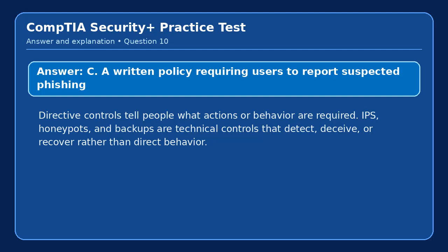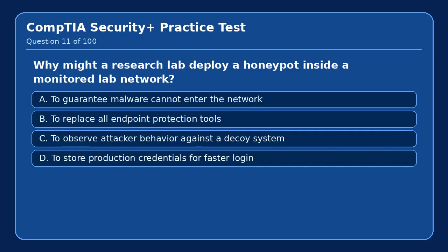Question 11. Why might a research lab deploy a honeypot inside a monitored lab network? A. To guarantee malware cannot enter the network. B. To replace all endpoint protection tools. C. To observe attacker behavior against a decoy system. D. To store production credentials for faster login. Take a moment to choose your answer.